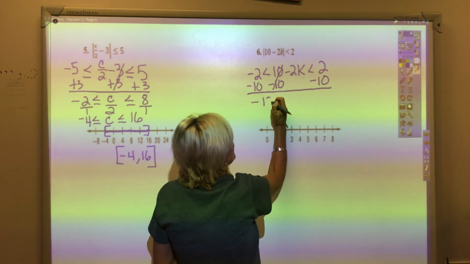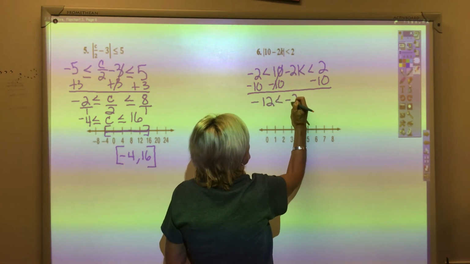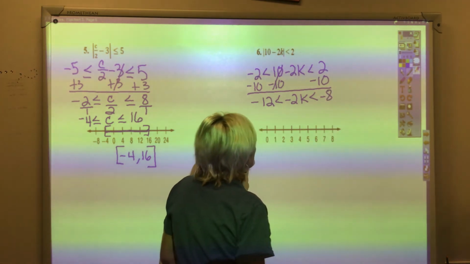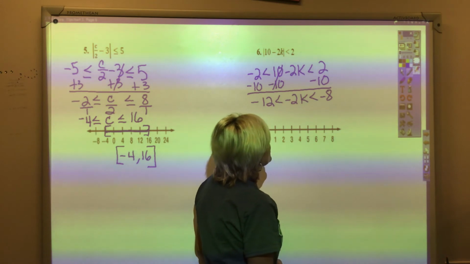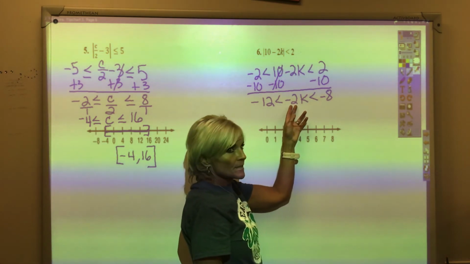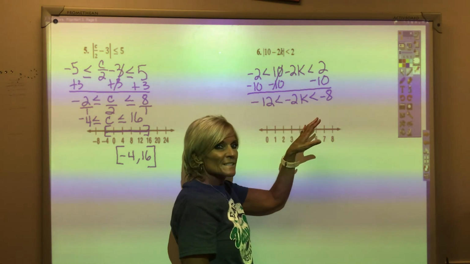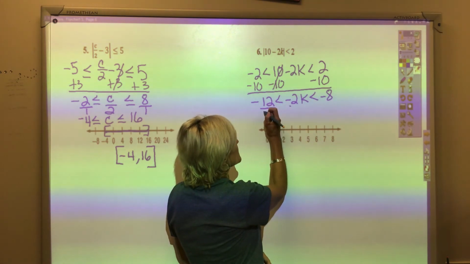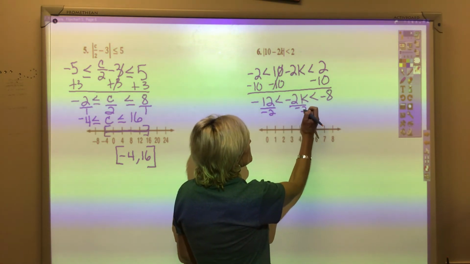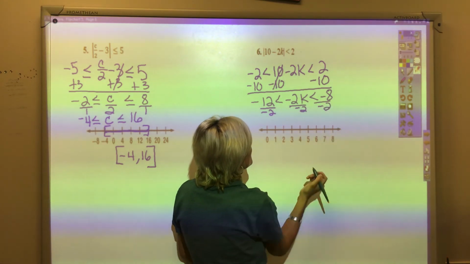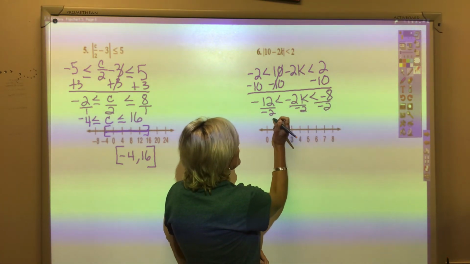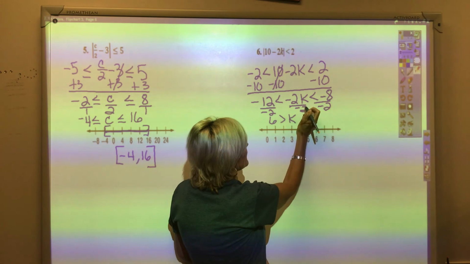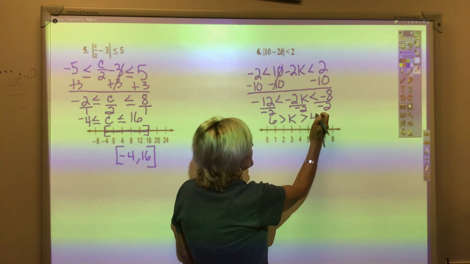This will give us negative 12 is less than negative 2k, which is less than negative 8. Now, here we're going to run into a little tricky part. Since we're dividing by a negative, we're going to have to flip our inequalities, and then we're going to have to re-look at things. So divide everything by a negative 2. And we will have 6 is greater than k, and k will be greater than 4.